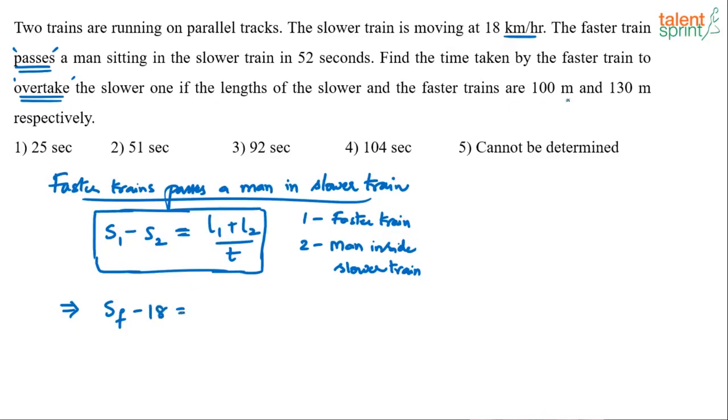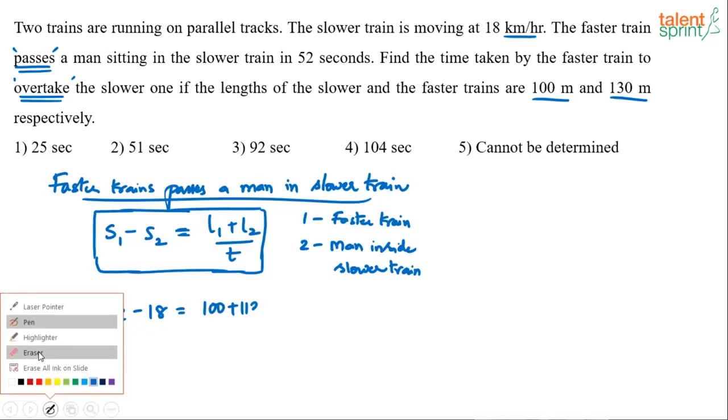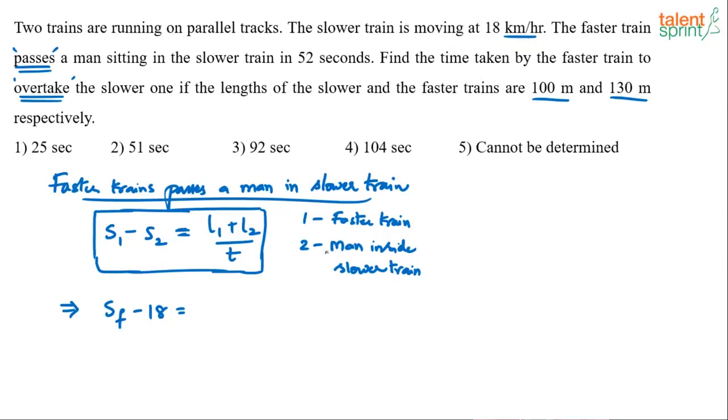What are the lengths of the two trains? 100 and 130, right? So 100 plus 130. In fact, 130 plus 100 to be very accurate, because L1 is the length of the faster train, 130. Be careful. See, S2 is not the slower train. S2 actually is the man inside the slower train. Now you can as well say that the man is sitting. If the man is sitting, his speed is zero, but he's sitting inside a moving body, which is moving at 18 kilometers per hour. So that is the reason the speed of the man was considered as 18 kilometers per hour.